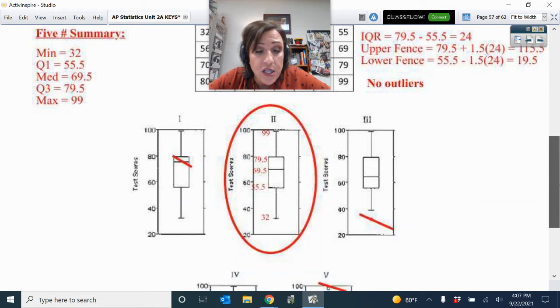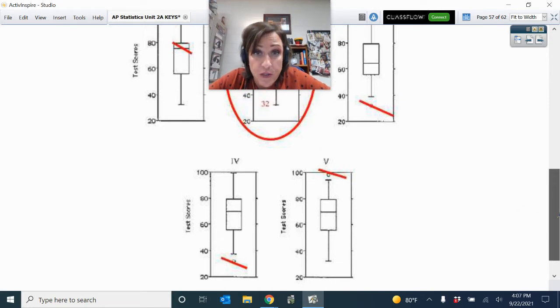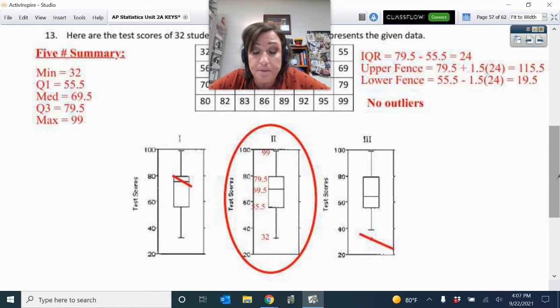So see here on numbers 4 and 5 box plots, you can see they acted as though there was an outlier here at the 99 or at the 32. But that is not the case if you did your fences properly.